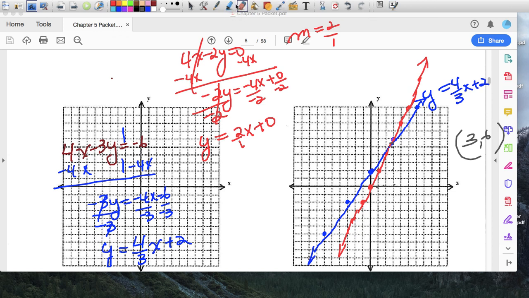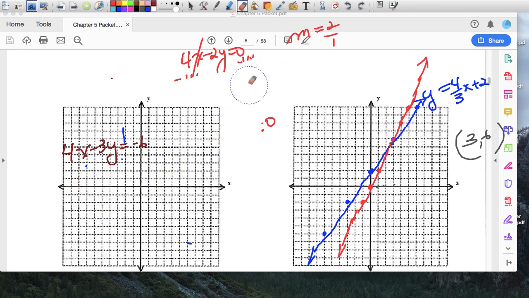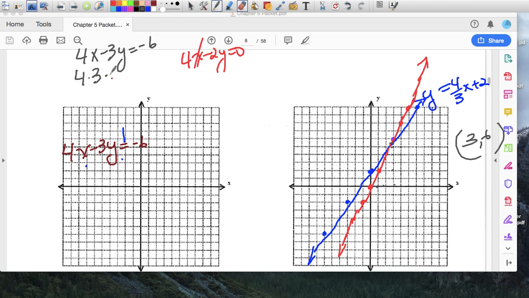Well, let's see if that works. Let me go back to my first equation, and thankfully I still have it here. That's my second equation. So my first equation is 4x minus 3y equals negative 6. If I replace the x with 3 and the y with 6, I get 4 times 3 minus 3 times 6 equals negative 6. 4 times 3 is 12, minus 3 times 6 is 18, equals negative 6. Now negative 6 equals negative 6, so it works for the first equation.